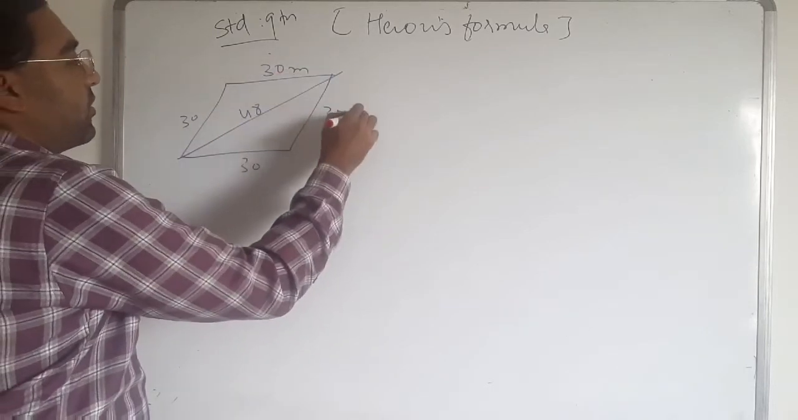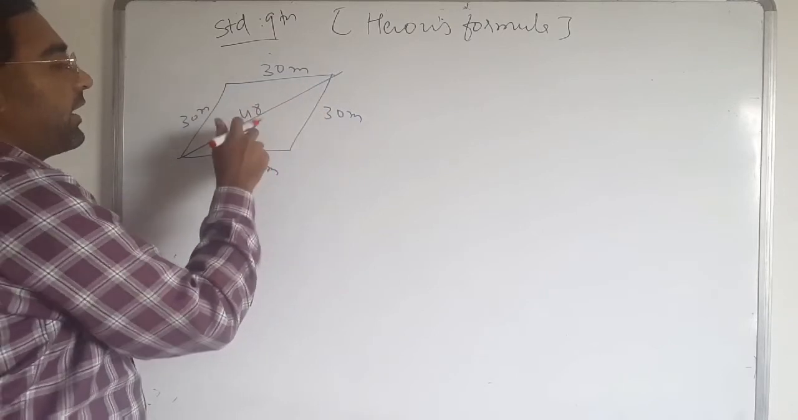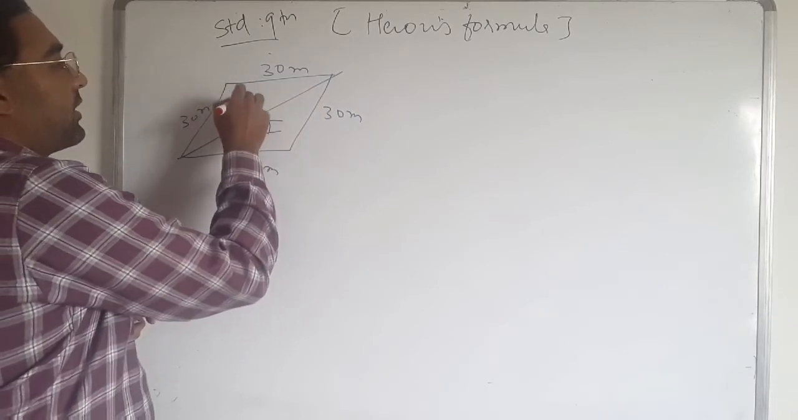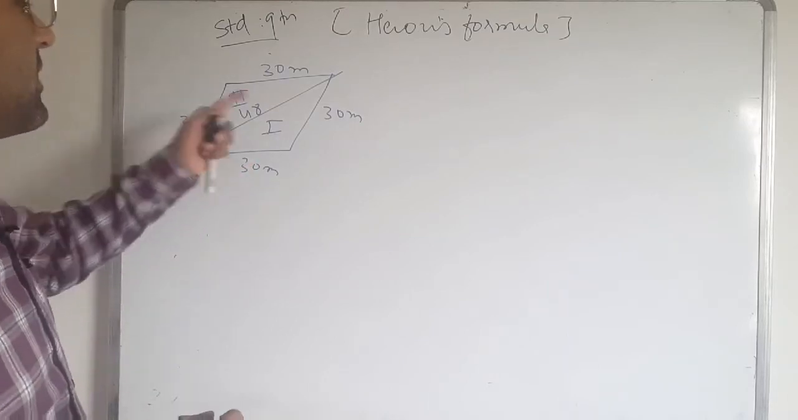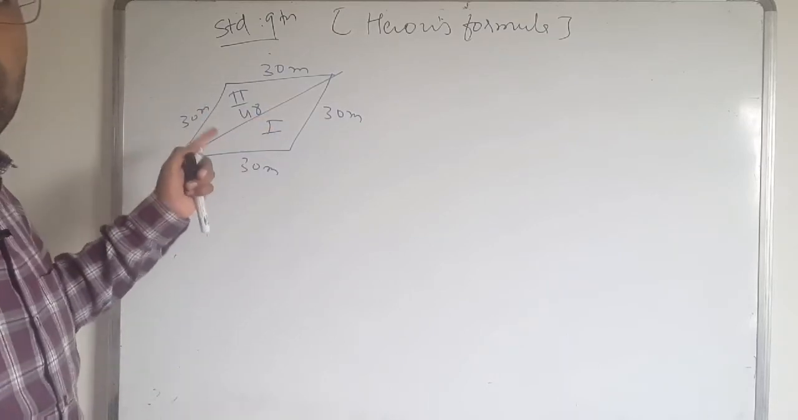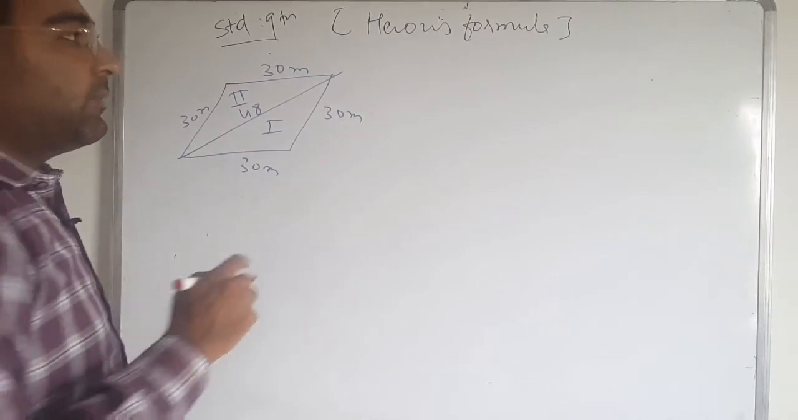Okay. So from Heron's formula we have to find the area of the first triangle, and after that the area of the second triangle. In both triangles the same measurements are given for all sides, so we can also multiply the area of one triangle by 2.